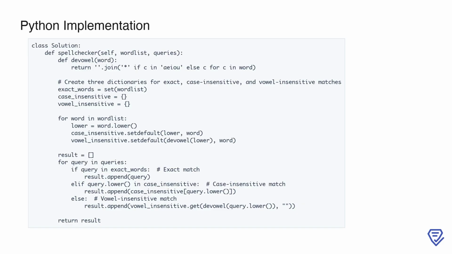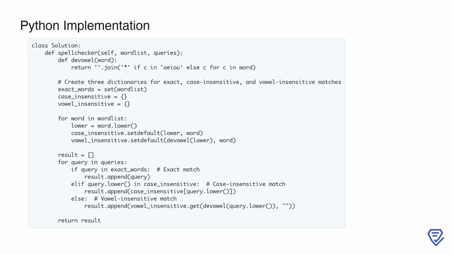Next, we initialize three data structures to store exact, case-insensitive, and vowel-insensitive word mappings. The exact_word set stores all words in the word list for quick exact matching using constant time lookups. The case_insensitive dictionary maps lowercase versions of words to their original forms. This allows retrieval of the first word from the word list that matches a query ignoring case. Lastly, the vowel_insensitive dictionary maps vowel-removed versions of lowercase words to their original forms, enabling vowel-insensitive matching.